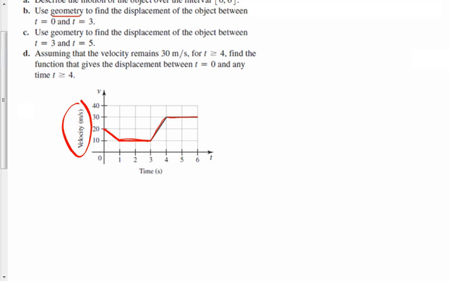No, it is not a Riemann sum. This is a geometry question. When you go from 0 to 3, you're finding this area, and because they're nice geometric shapes, you can find that area. There is a trapezoid. I think it's easier to use rectangles and triangles.